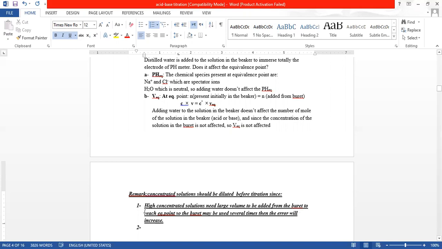The second reason is that the pH meter is restricted for high concentrated solutions. It is restricted for high concentrated solutions.